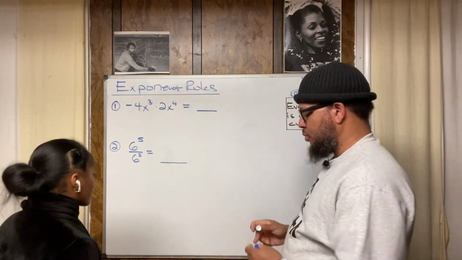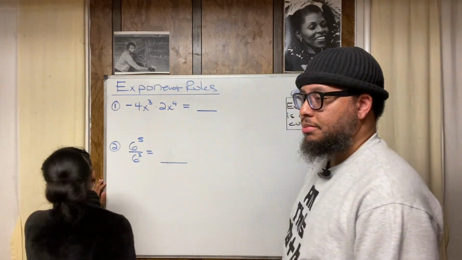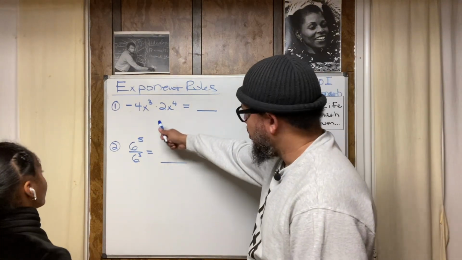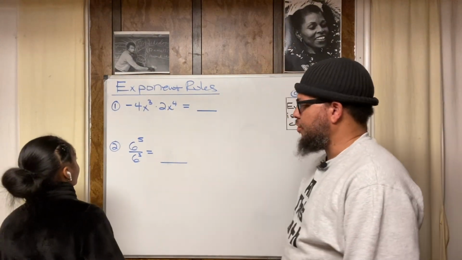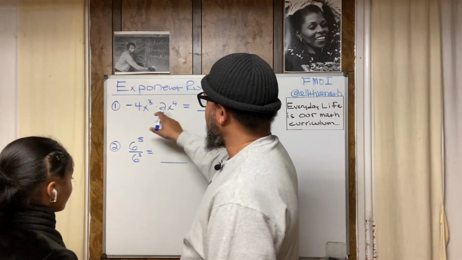What's negative 4 times 2? What's the product? Negative 4 times what? What does it say? 2? Coefficients. 8. Positive 8? Really? Negative 8. Just say that. So negative 4 times 2 is negative 8.